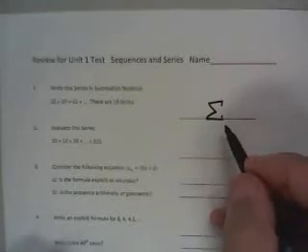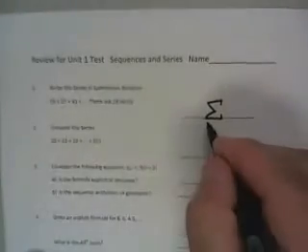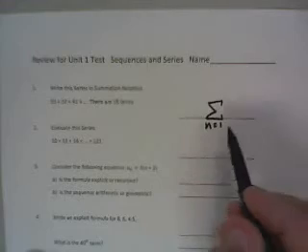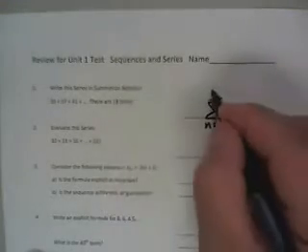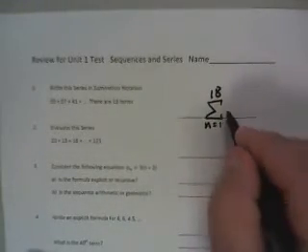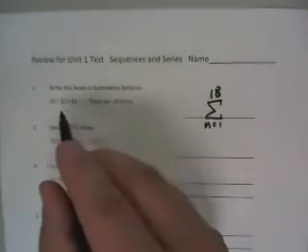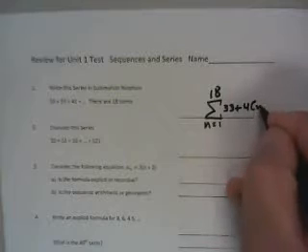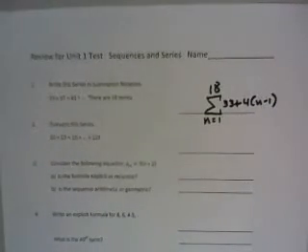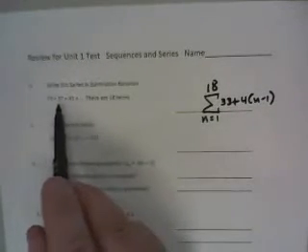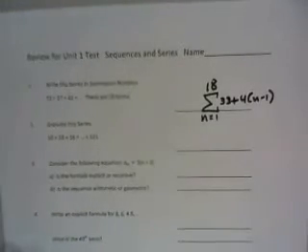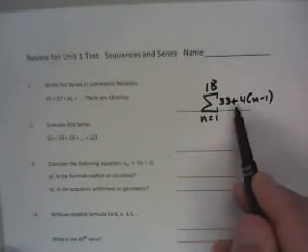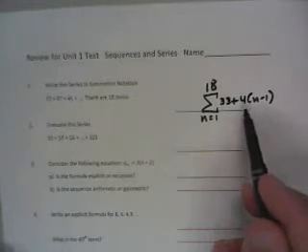We have the sigma. We're going to start with the first term, so n equals 1, and we're going to go from 1 to the 18th term, and then we want an explicit formula here. So our explicit formula is going to start with 33, and we're going to add 4 n minus 1 number of times. So this is what you should have for number 1. It is arithmetic because we're adding 4 each time. And so that's why we have an arithmetic explicit formula.